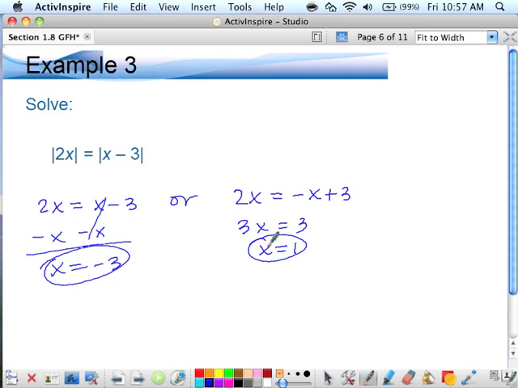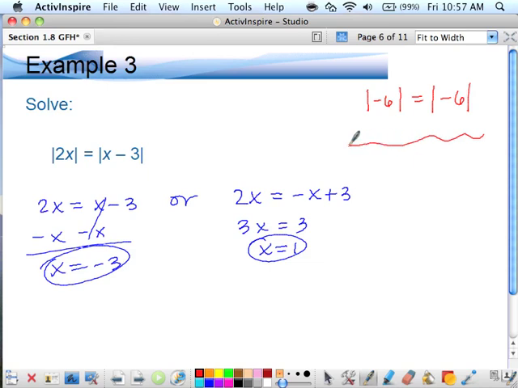So let's go back to the original and substitute in negative 3. The absolute value of 2 times negative 3 is negative 6, and we want to know if that equals the absolute value of negative 3 minus 3. Is it true that the absolute value of negative 6 equals the absolute value of negative 6? Yes. Okay, so negative 3 works.